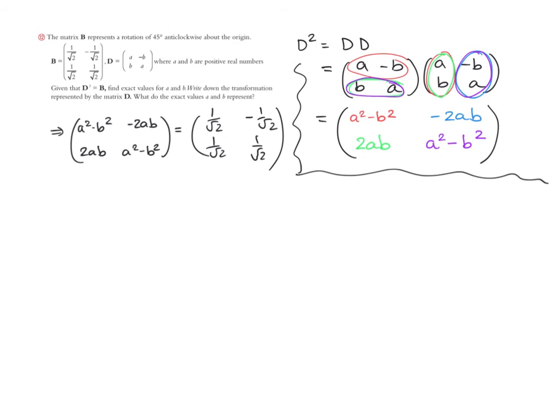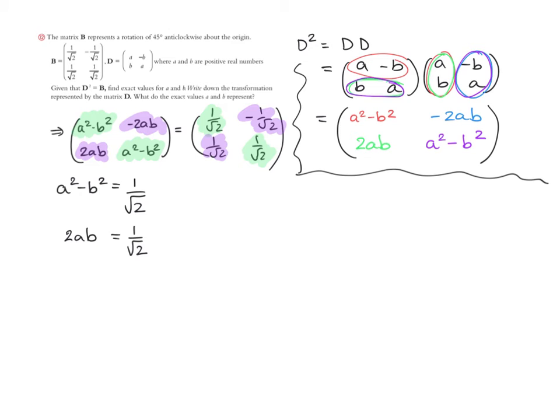Now this should make sense, and it is consistent, because you've got the same element here, A squared minus B squared, and that's in both cases equal to 1 over root 2. So A squared minus B squared equals 1 over root 2. And then if we look at this part over here, we can get our second result, which is that 2AB is equal to 1 over root 2.